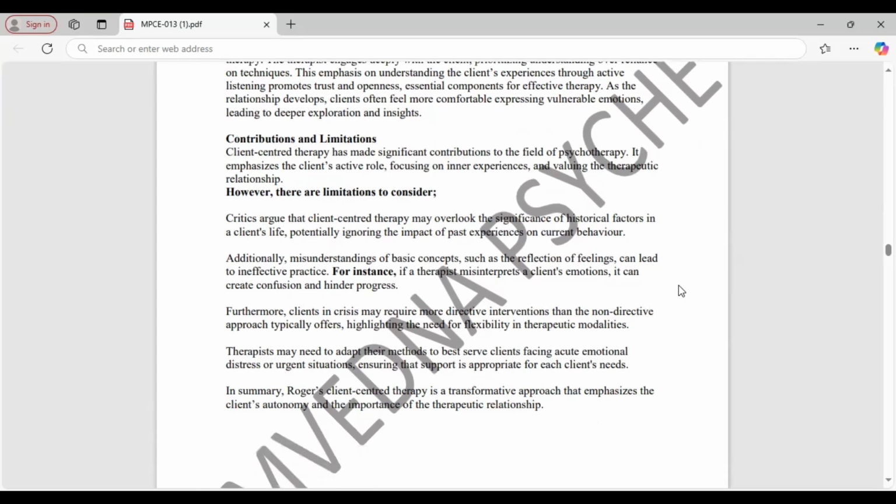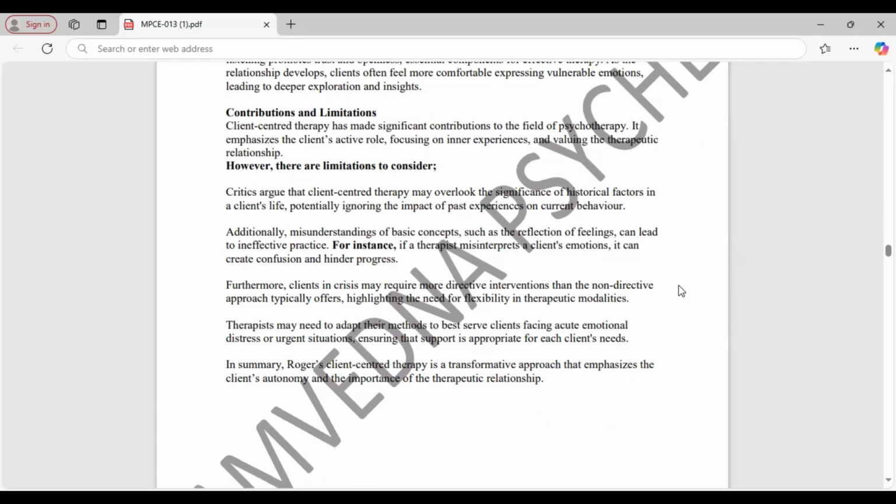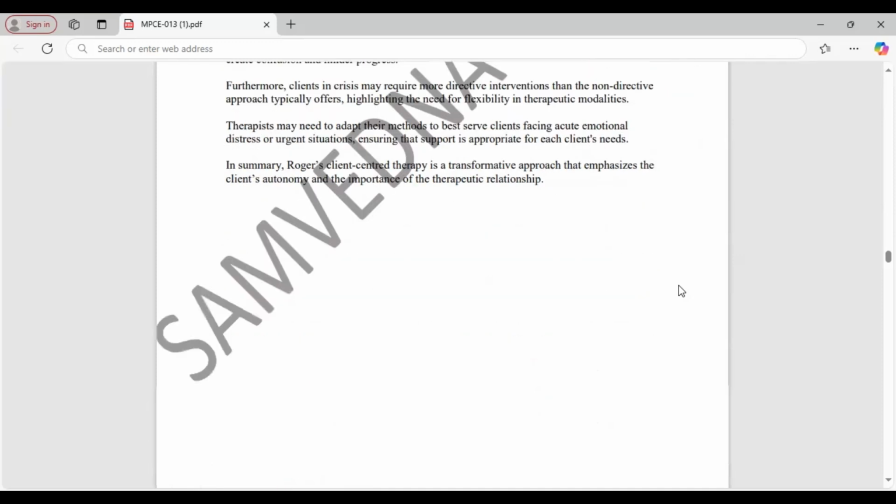In summary, Rogers client centered therapy emphasizes autonomy and the therapeutic relationship's importance, fostering personal growth and self discovery.